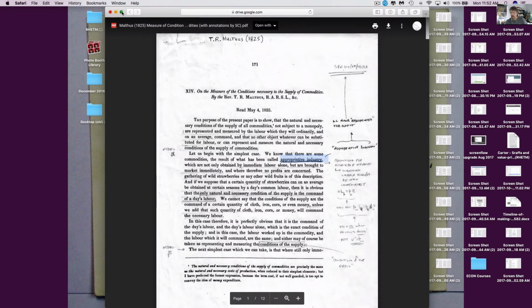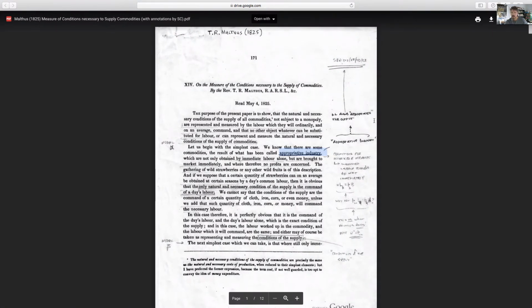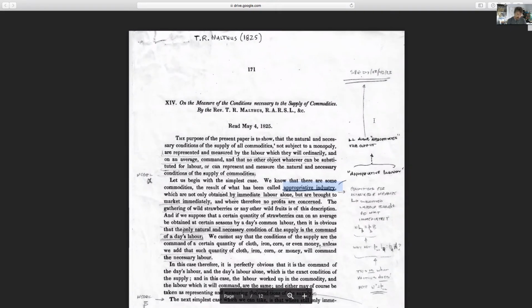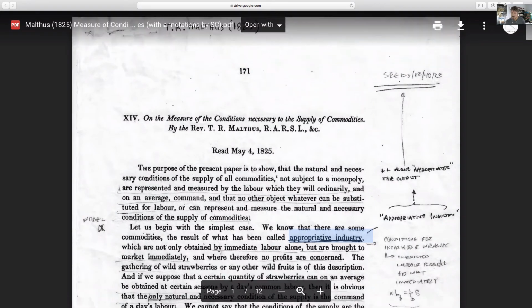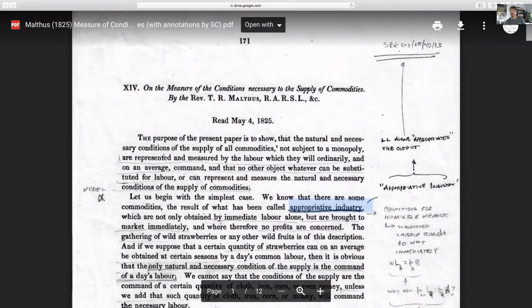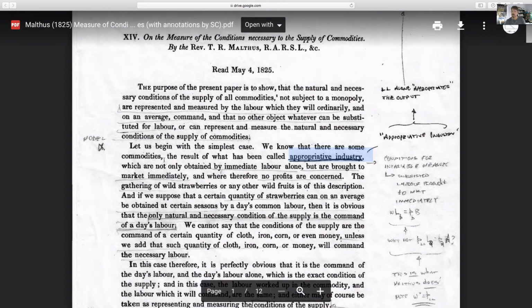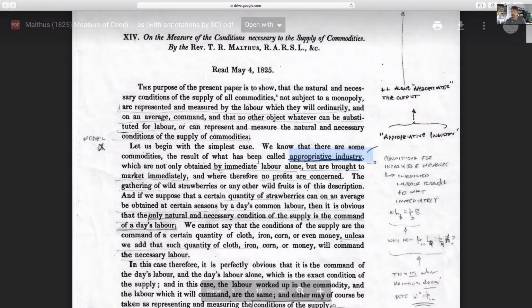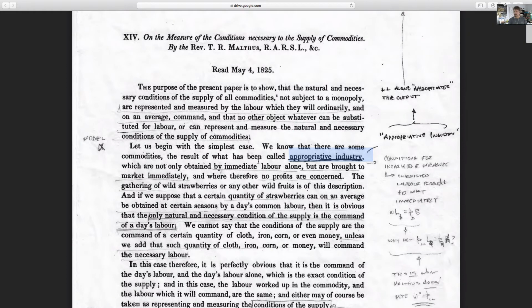We know that there are some commodities. Let me actually put this up here. All right, we know that there are some commodities. Here we are. Okay, on the measure of value commodities, 1825. There are some commodities that have been the result of appropriative industries, which are not only obtained by immediate labor alone, but are brought to market immediately, and therefore no profits are concerned.